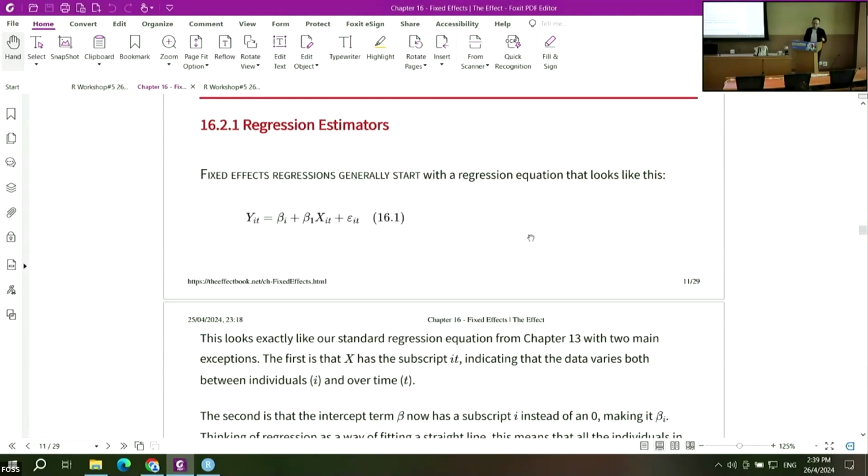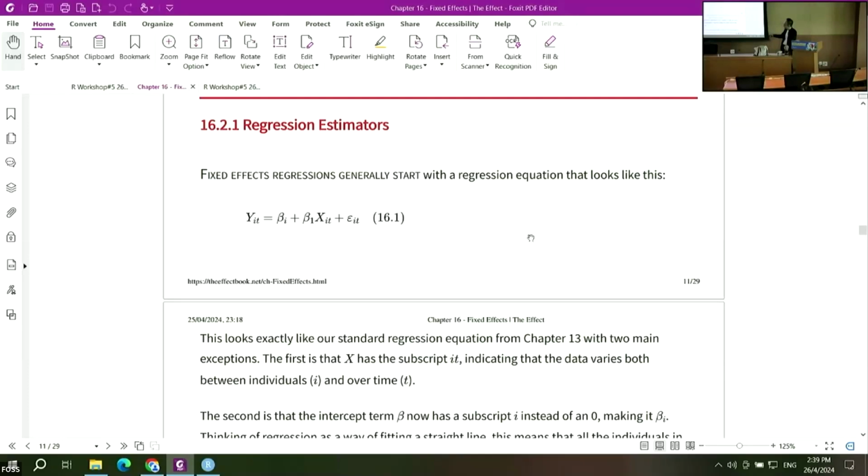Now if we look at how fixed effects regression generally works, there are a couple of steps, but they don't look very different. They are similar to what we have always been looking at before. Just a typical regression. Fixed effects regression generally starts with a regression equation that looks like this. This is a standard regression equation with two main exceptions. X has the subscript IT, which indicates the data varies both between individuals and over time. So this is going to change on two levels, the individual level and also over time.